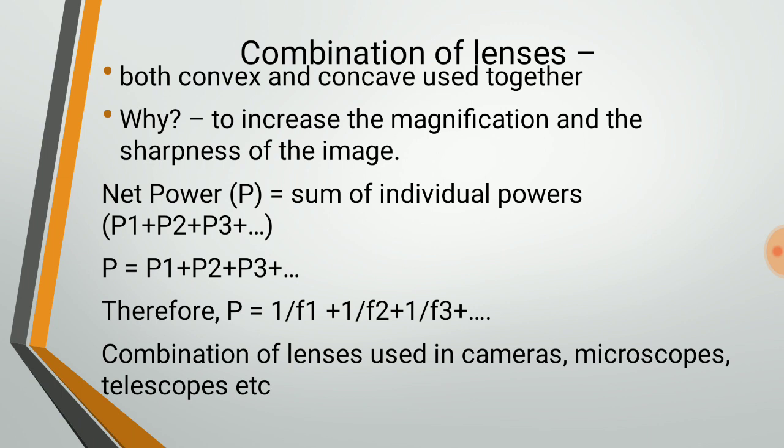When such a combination of lenses is given, how will you find the power? The power is equal to the sum of the individual powers. So, capital P is equal to power of the first lens plus power of the second lens plus power of the third lens. It can be any combination: convex, concave, or all convex. Therefore, P is equal to 1 by F1, the focal length of the first lens, plus 1 by F2, the focal length of the second lens, plus 1 by F3, the focal length of the third lens, and it goes on. Such combinations of lenses are used for practical purposes like in cameras, microscopes, telescopes, etc.